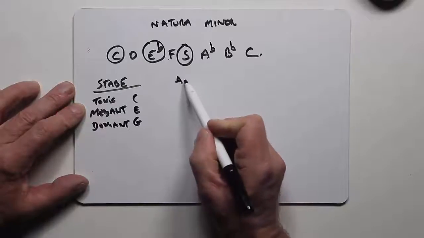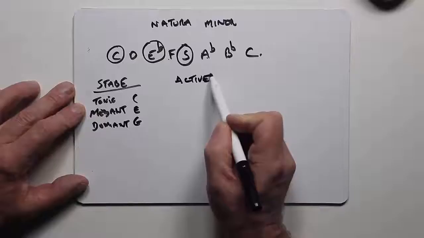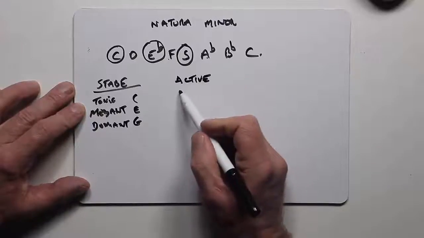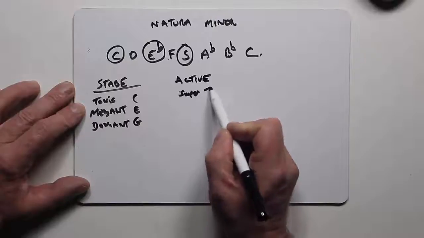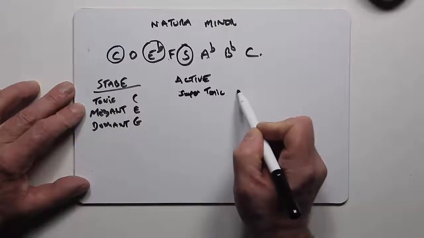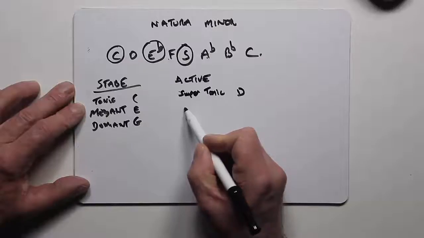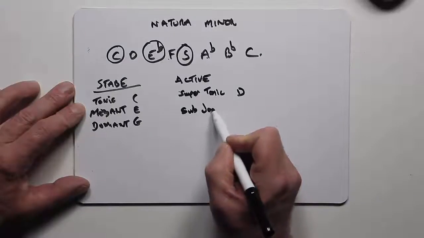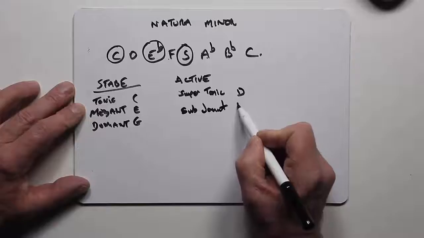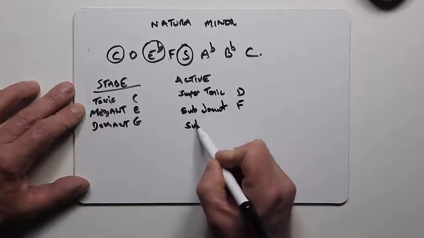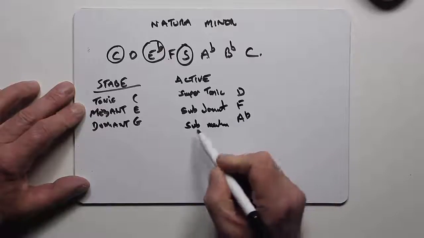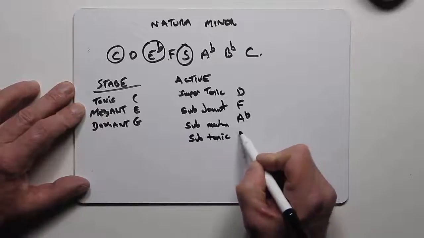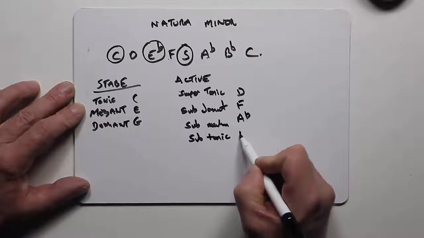And then you've got active tones. Remember, this is natural minor scale. You've got active tones of supertonic, tonic, which is D in this example, subdominant, which is F, submediant, which is A flat, and subtonic, which is B flat.